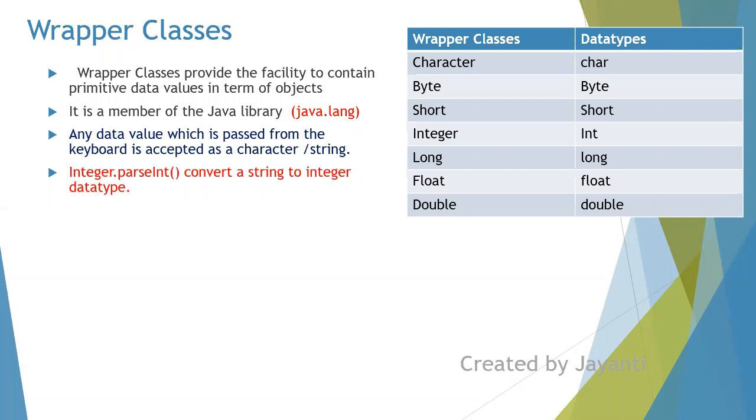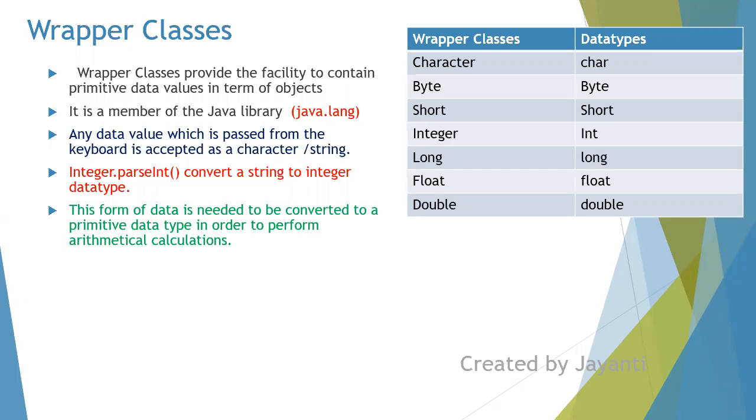We already did an example of this. If you notice, Integer.parseInt. Integer is a wrapper class, and it has a function called parseInt that is converting the string to integer. Why? Because whenever you are entering anything from the keyboard, it is accepted as a character or a string. This form of data needs to be converted to a primitive data type in order to perform arithmetical calculation. I already told you, you cannot add or subtract two strings. So this is the major thing.